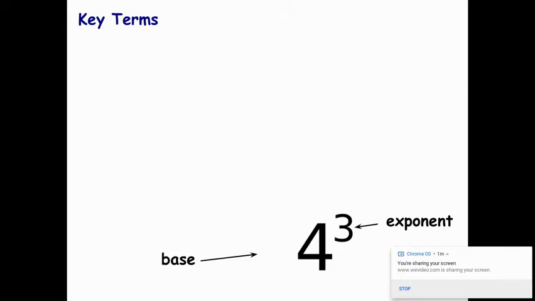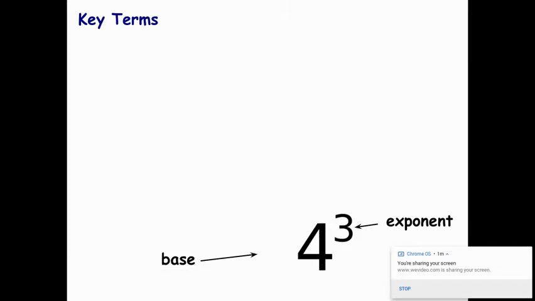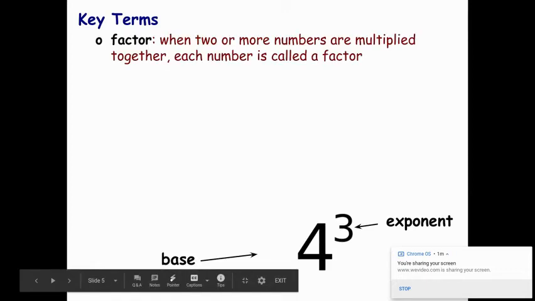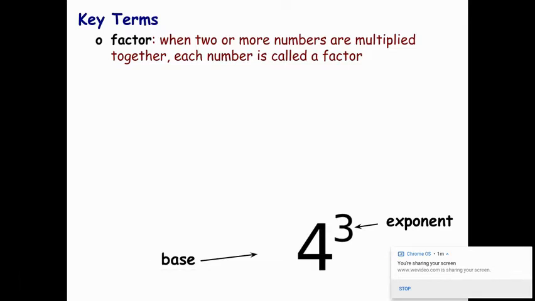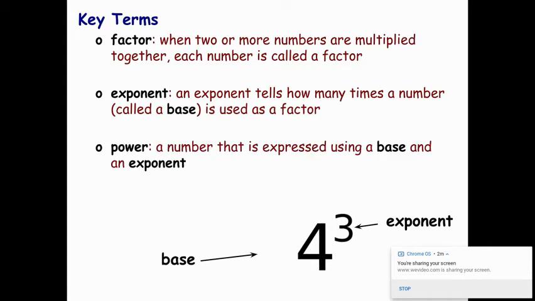So key terms that you should know is that this number here is called the base number, and then the number that's written as a superscript is called the exponent. So the base number and the exponent. And just as a reminder, the definition of a factor is when 2 or more numbers are multiplied together, each number is called a factor. An exponent tells how many times a number, meaning the base, is used as a factor.